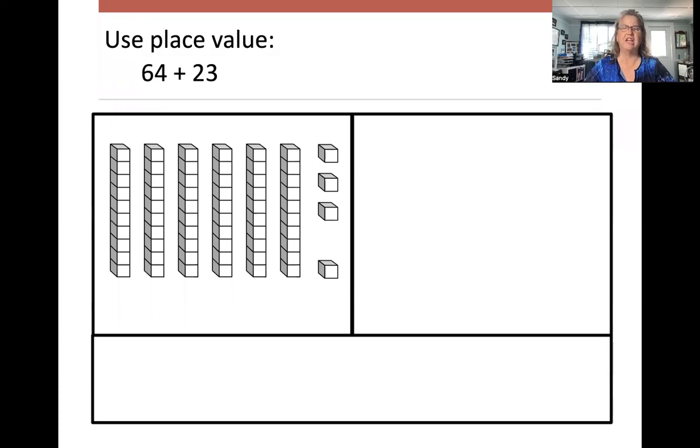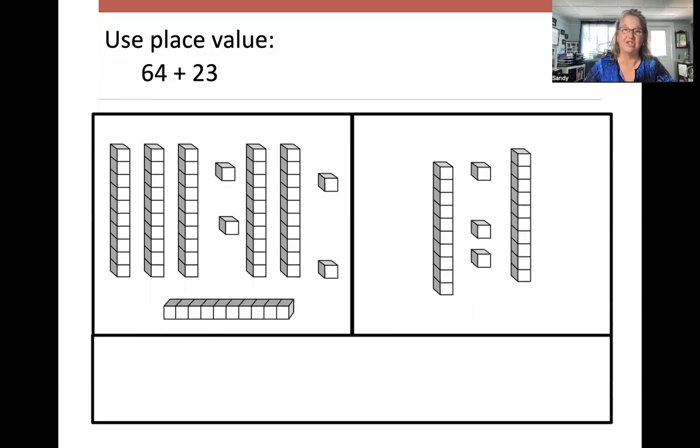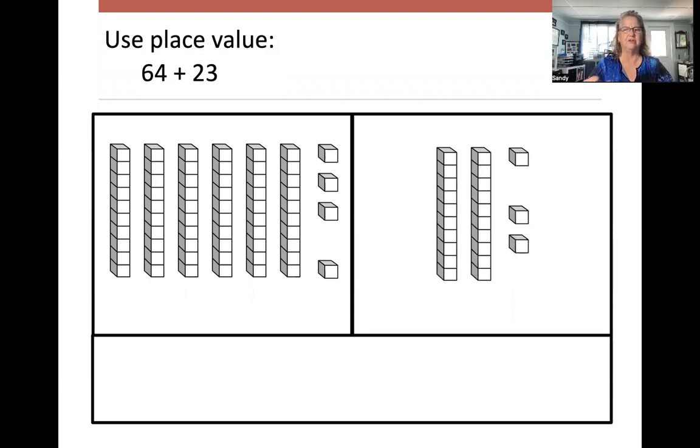And we use those to help them understand that when you combine 64 and 23, you have to combine the 10s with the 10s and the 1s with the 1s. And you can see that very clearly here with the size of the units. You've got to combine like size units. Now, I showed it in a very organized way, 10s and 1s.